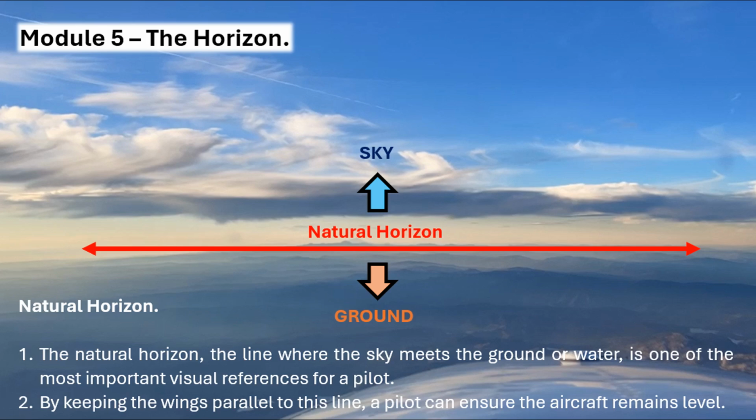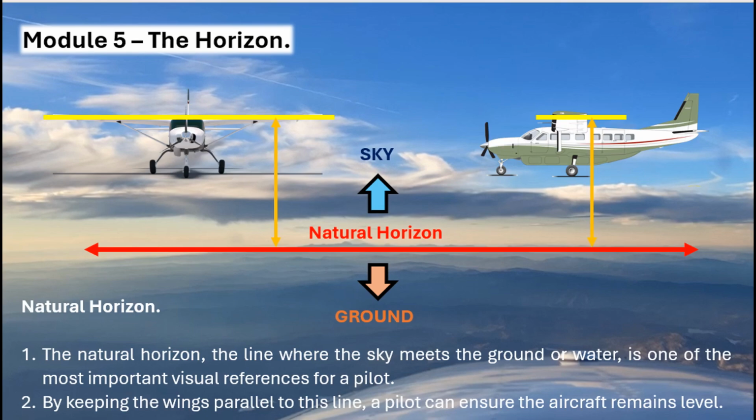The horizon, natural horizon. 1. The natural horizon, the line where the sky meets the ground or water, is one of the most important visual references for a pilot. 2. By keeping the wings parallel to this line, a pilot can ensure the aircraft remains level.